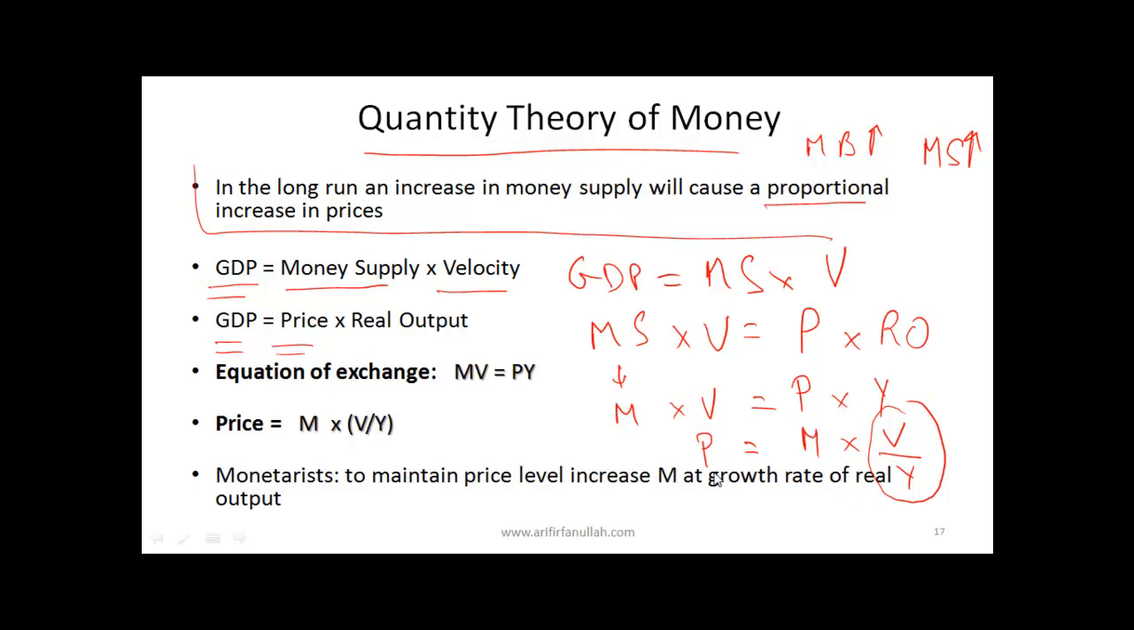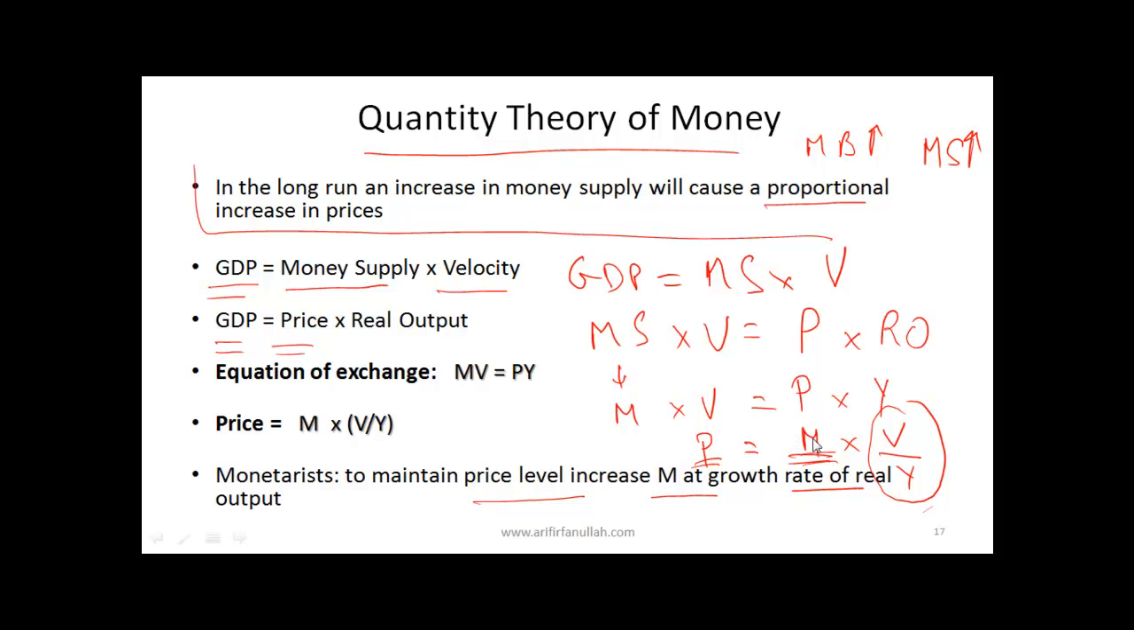So the core relationship here is that if you are constantly increasing money supply, and this thing in the circle, V over Y, is more or less constant, then the rate at which money supply increases will also be the rate at which price levels increase. So then monetarists, these are economists who subscribe to the quantity theory of money, will say that to maintain price level, you should increase the money supply at the growth rate of real output. So what they are saying is that if you want to maintain prices, is maintaining prices a good thing? Generally, it's a good thing, right?